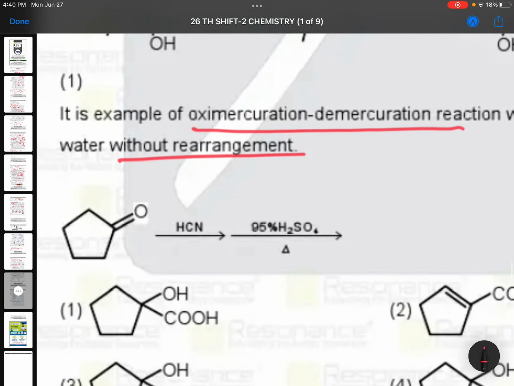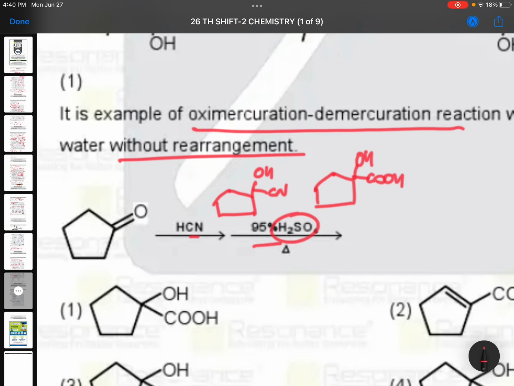Here you see this one, HCl. When you are adding HCl, it will become OH and CN, and immediately when you are using H2SO4, it will be converted to COOH. But with 95% H2SO4, again a water molecule can be lost. So you can expect this COOH along with a double bond. So option 2.